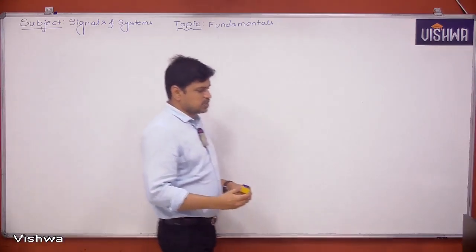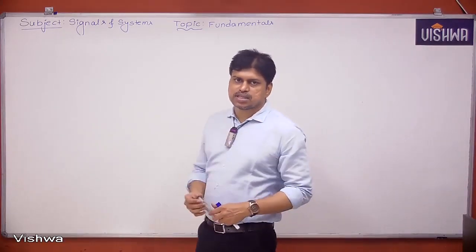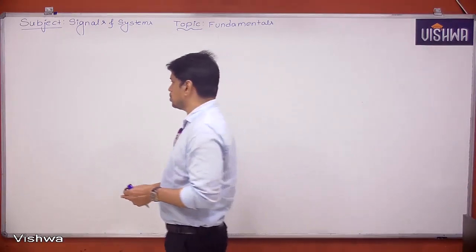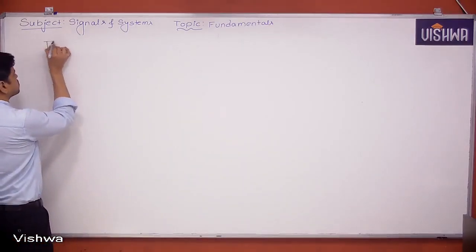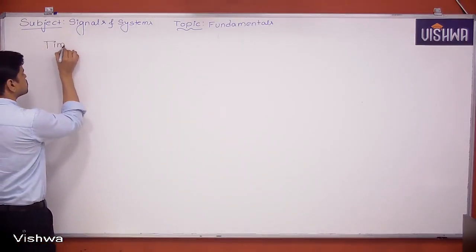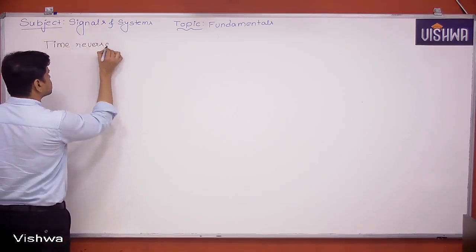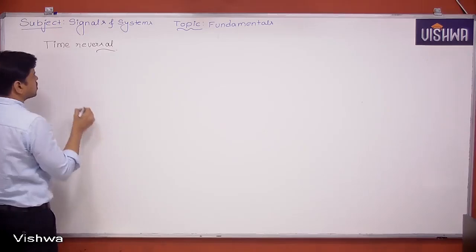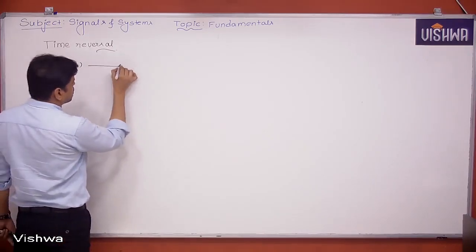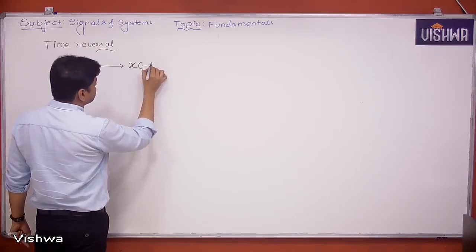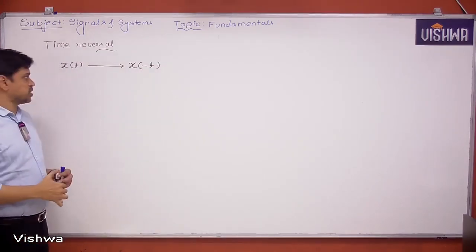Okay, so this is about the time scaling operation. Let's see the next operation, which is nothing but time reversal operation. Okay, time reversal. If x of t is given, from this, if you could find x of minus t, then it is nothing but time reversed version of x of t.